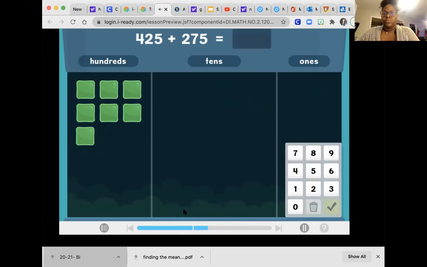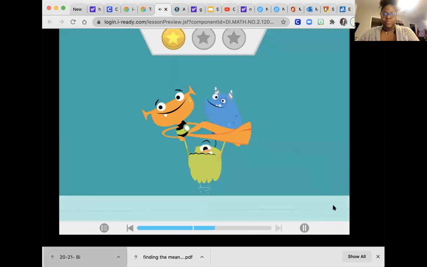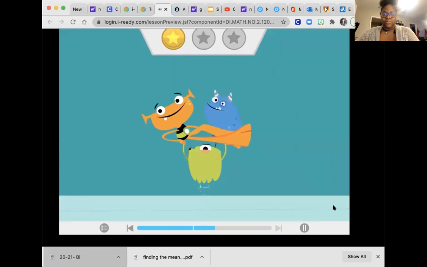What is 425 plus 275? Enter the sum. Awesome! 425 plus 275 equals 700. We have liftoff!